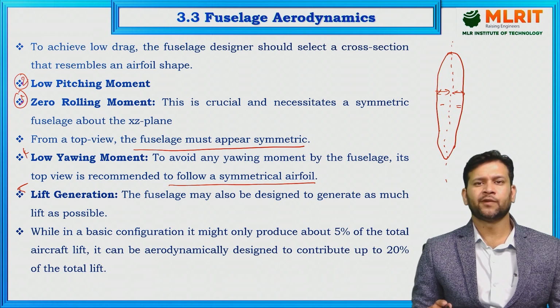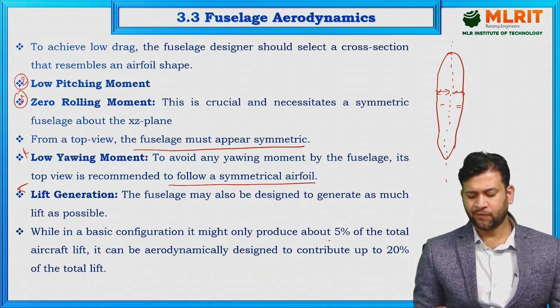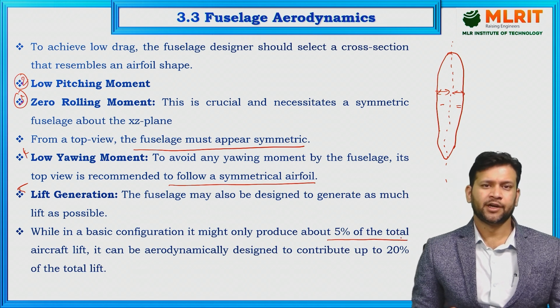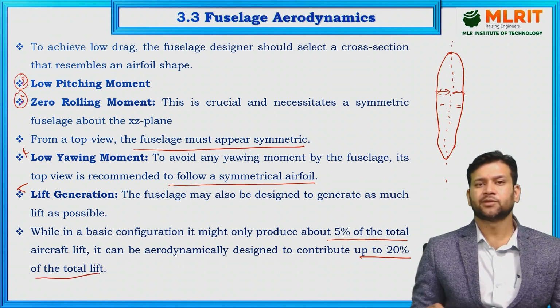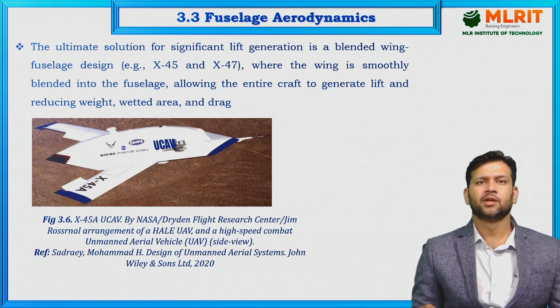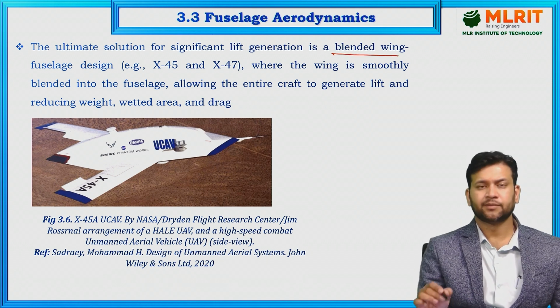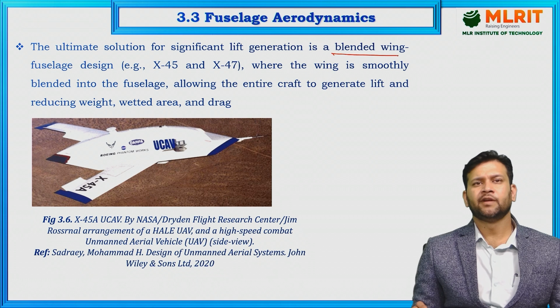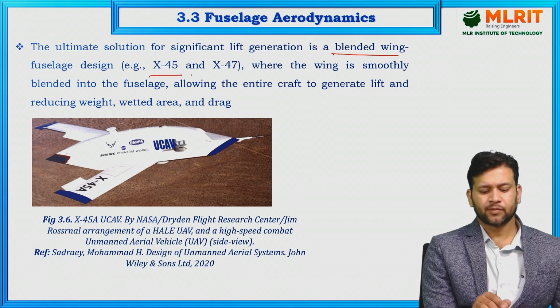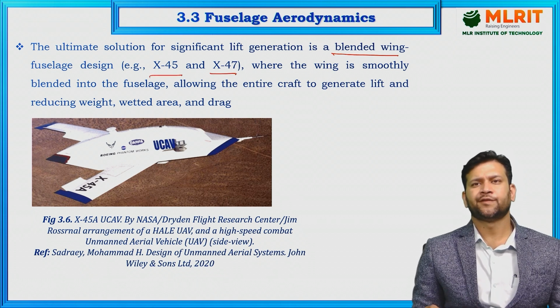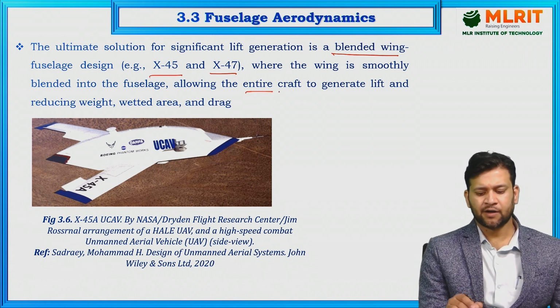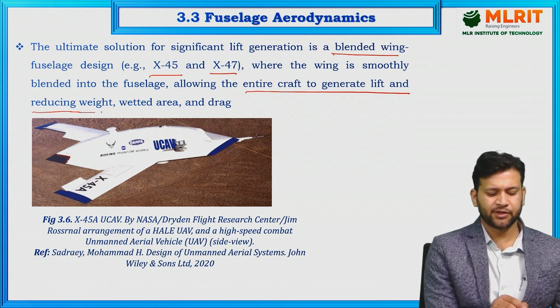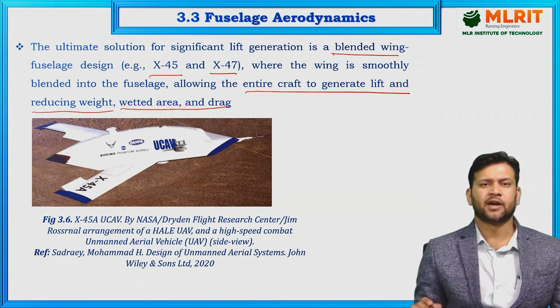Lift generation. The fuselage may also be designed to generate as much lift as possible. While in a basic configuration, it might only produce about 5% of the total aircraft lift, it can be aerodynamically designed to contribute up to 20% of the total lift. The ultimate solution for significant lift generation is a blended wing. Blended wing fuselage design, for example, X45 and X47, where the wing is smoothly blended into the fuselage, allowing the entire craft to generate lift and reducing weight, wetted area and drag.